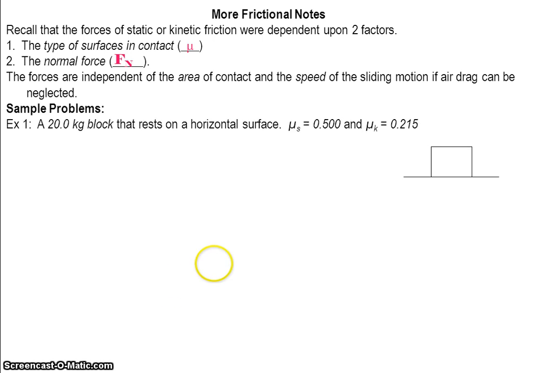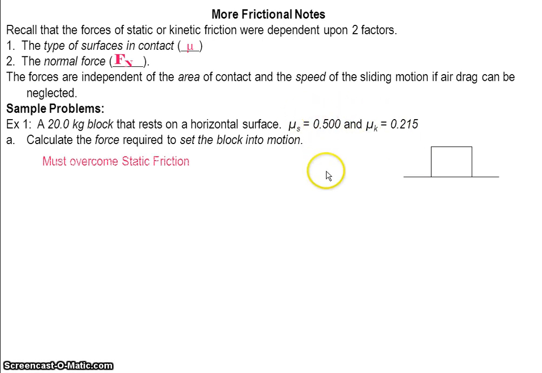So we have a 20 kilogram block, which is represented here. It's on a horizontal surface, and we're given the coefficient of static and kinetic friction. We want to know what the force is required to set the block in motion. So basically, I need to overcome static friction with that. So I'm looking for the force I'm going to be applying here, and I'm also looking at the amount of static friction that can be supplied by the surfaces in contact there.